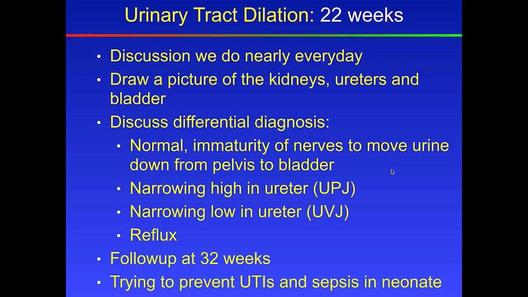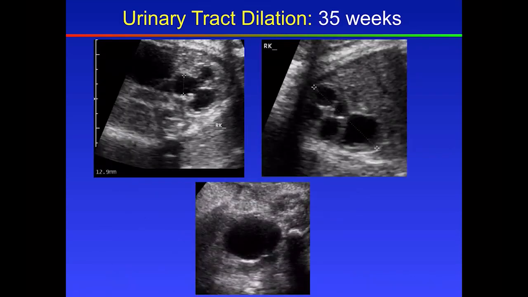Or it could be an obstruction high in the ureter, likely a UPJ, or narrowing low in the ureter from a UVJ, or reflux going back up. And we do that follow-up at 32 weeks, and we tell them that we're trying to prevent urinary tract infections that can lead to sepsis in the early neonatal period that can make the baby very sick. And in fact, in San Diego, at our children's hospital, they tell us that we get about 1 case a week of a urinary tract infection leading to sepsis in a newborn.